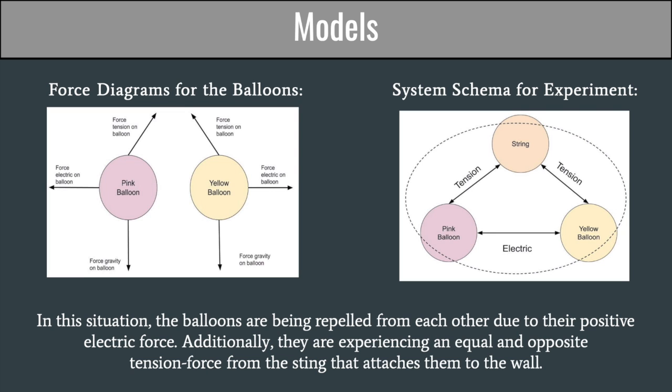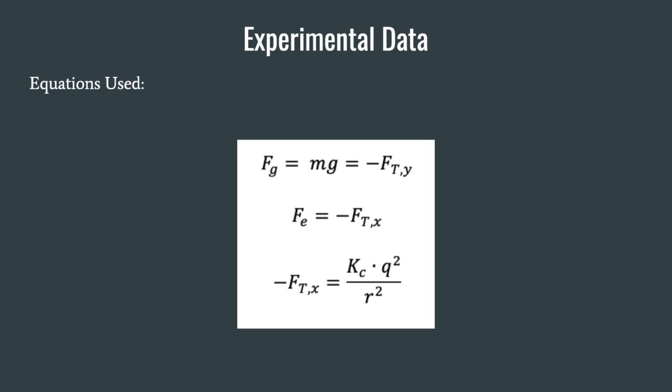For our models, we made a system schema and force diagrams. For the system schema, we found that there was an electric force acting between the two balloons and the tension force with the string on the two balloons. We found that the following, and they were used to analyze the data that was found in Tracker.